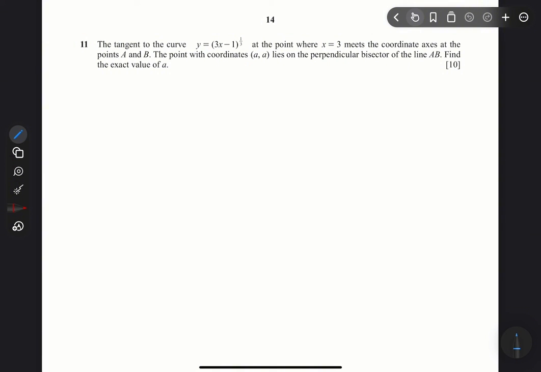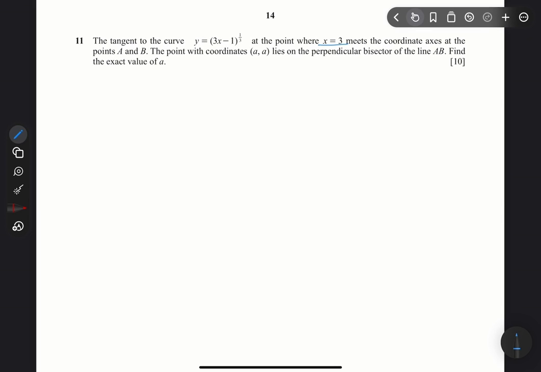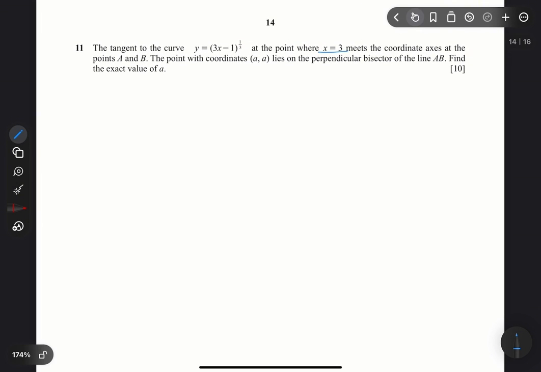Question 11. The tangent to the curve at the point where x equals 3 meets the coordinate axis at the points A and B. The point with coordinates A lies on the perpendicular bisector of the line AB. Find the exact value of A. So for this question, there's actually 2 parts, and let's just focus on the first part for now.